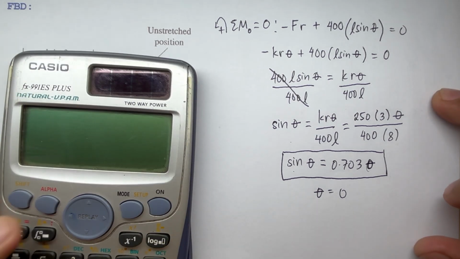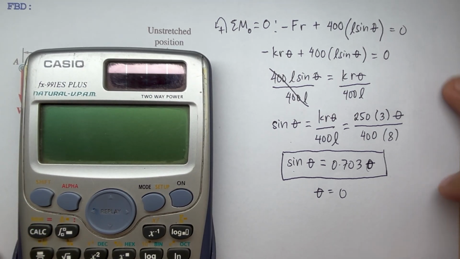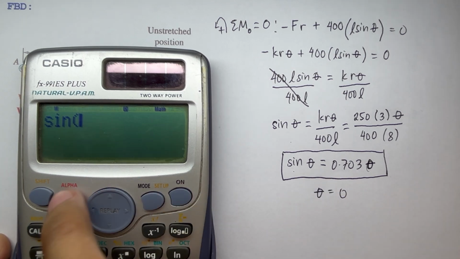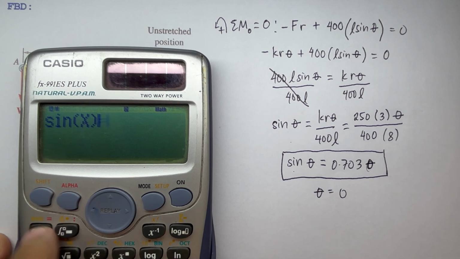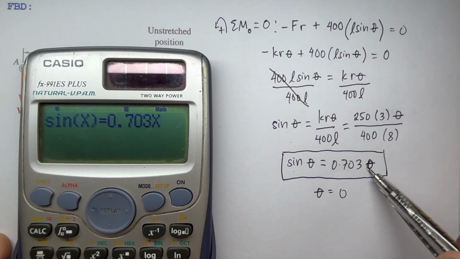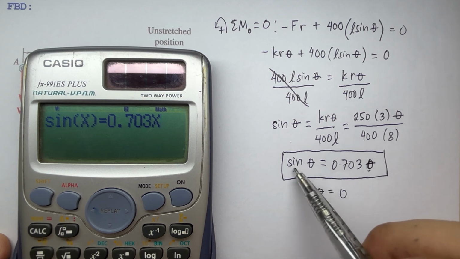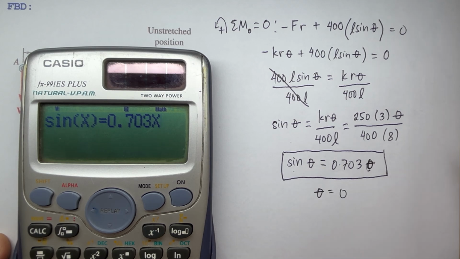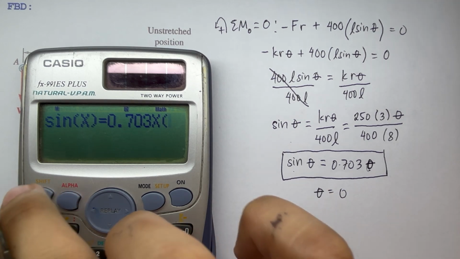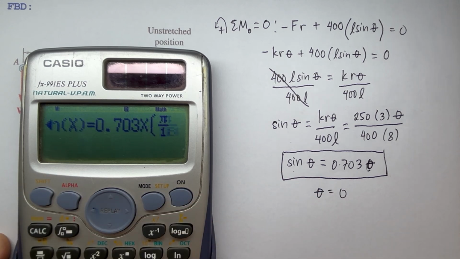So using your calculator, you may input this equation. Let's just replace theta as x, no? We have sine 0.703 alpha x. So we have here our theta that is outside the trigonometric function, no? Outside sine, cosine, or tangent. So since it is outside, we should multiply or convert this theta into radians. So let's just multiply it by pi over 180.